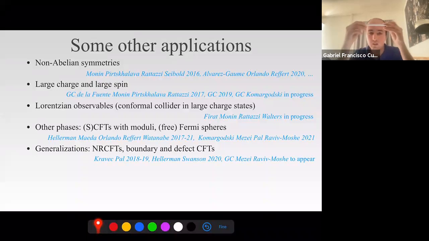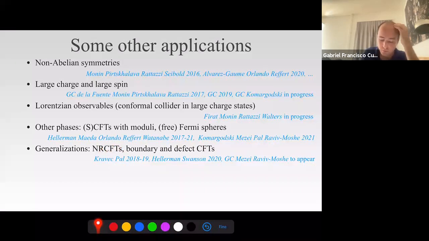I mentioned that the superfluid is not the only possibility. Other things that were explored are theories with moduli. This was essentially a series of works between 2017 and 2021 by Hellerman and collaborators. And recently also free Fermi spheres, and there is some ongoing work on interacting Fermi spheres by Snorre Komrogotsky, Mark Mezei, Philippe Pal, and Javier Aviv. Obvious generalizations entail nonrelativistic conformal field theories and boundary and defect conformal field theories.